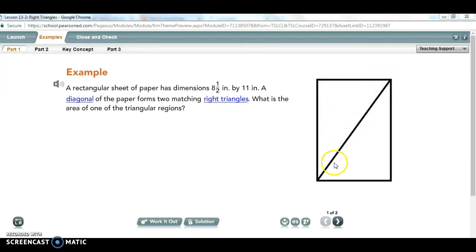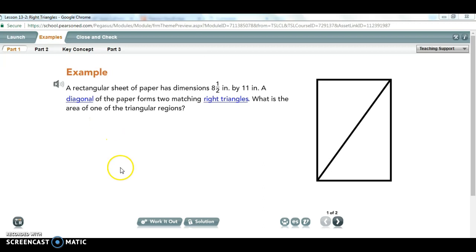So here's my sheet of paper, 8 1/2 by 11. It says a diagonal of the paper forms 2 matching right triangles. So here's one right triangle. Remember, a right triangle means that there is a 90-degree angle or perpendicular angle. And so there's one right here, and there's one right here. It says, what is the area of one of the triangular regions?